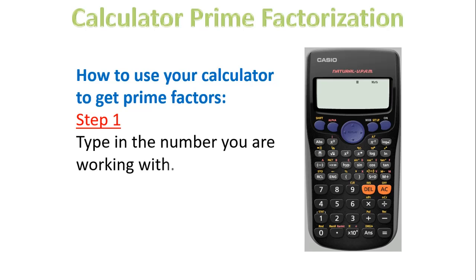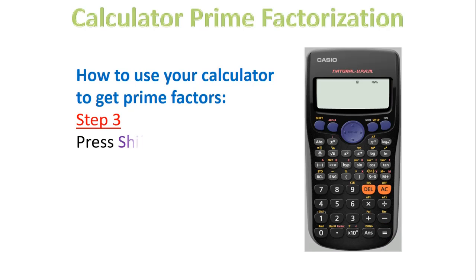Step number 1. Type in the number you're working with. In other words, if you want to know the prime factorization of 250, you type in 250. Step 2. Press equals. At the bottom you can see that. So you type in your number 250, press equals.